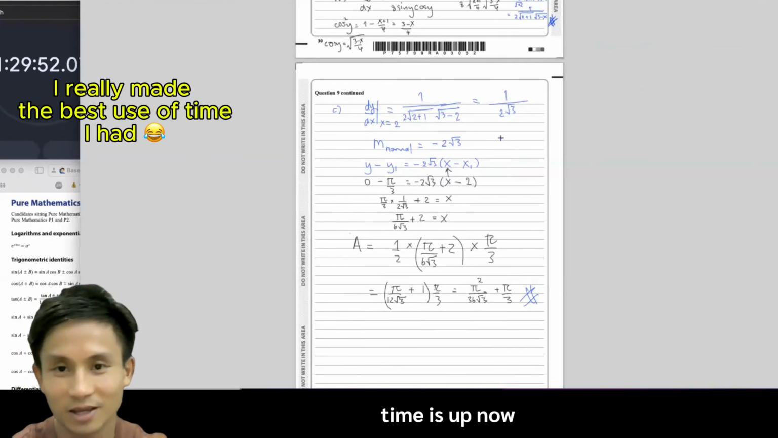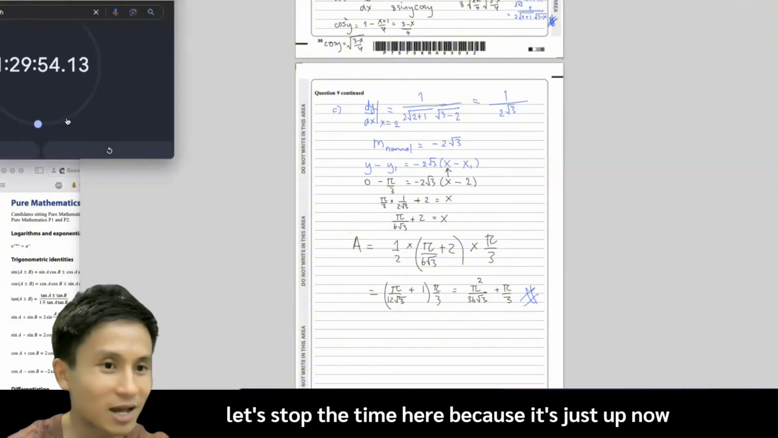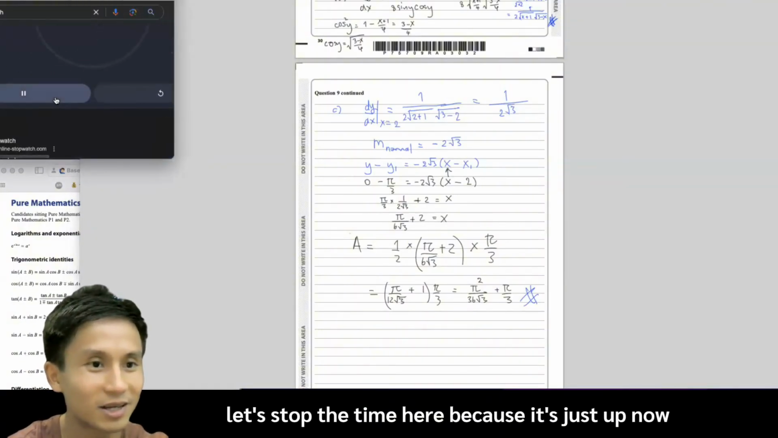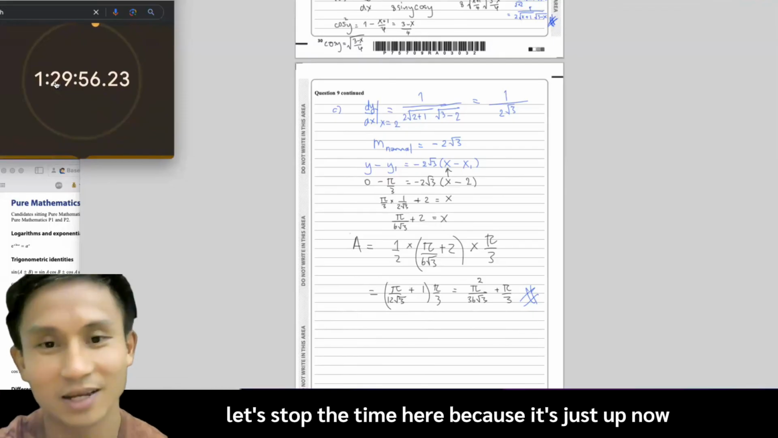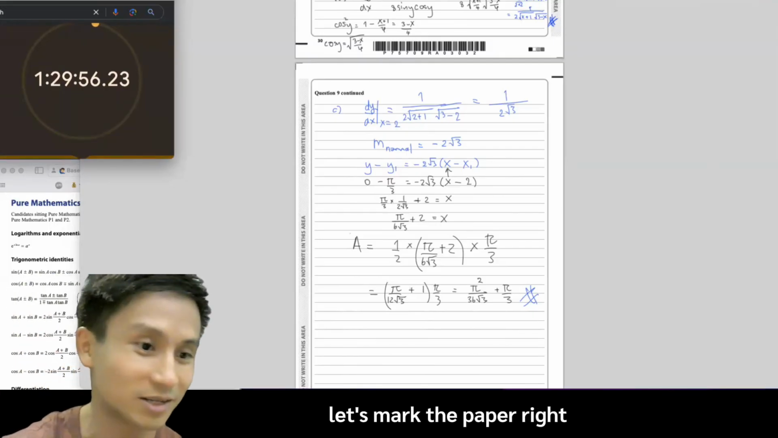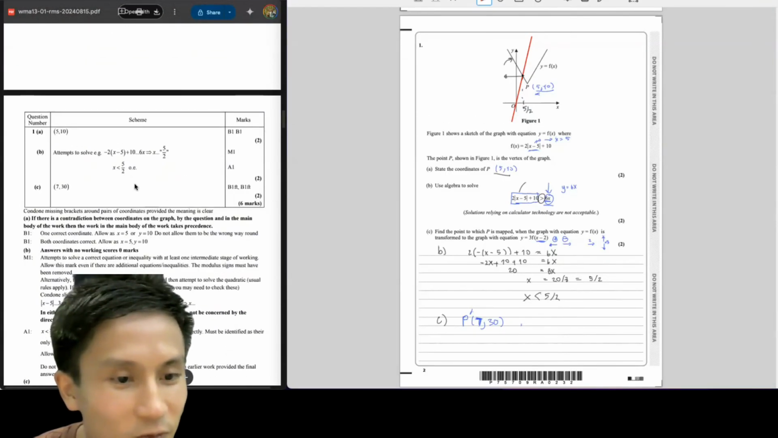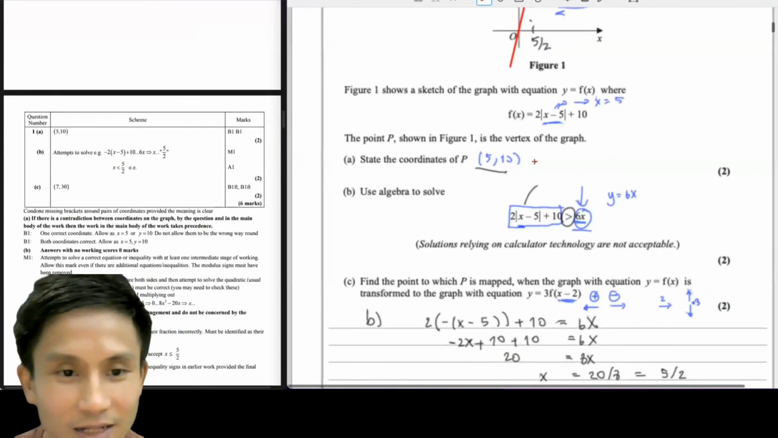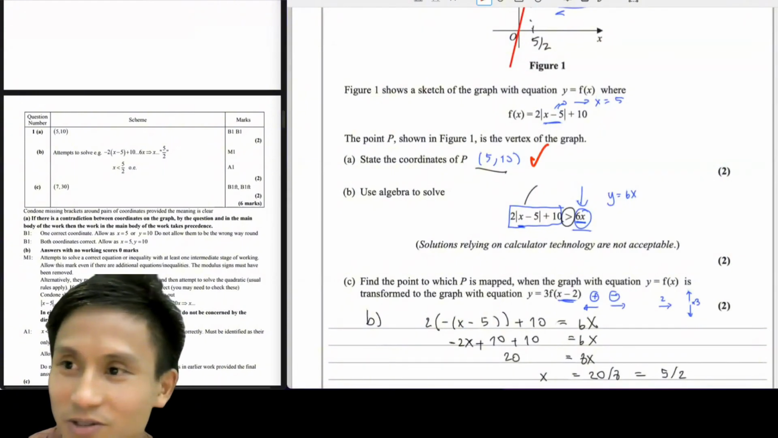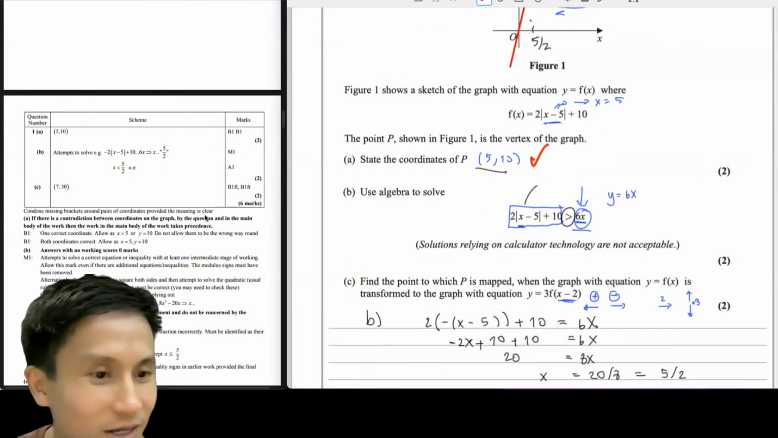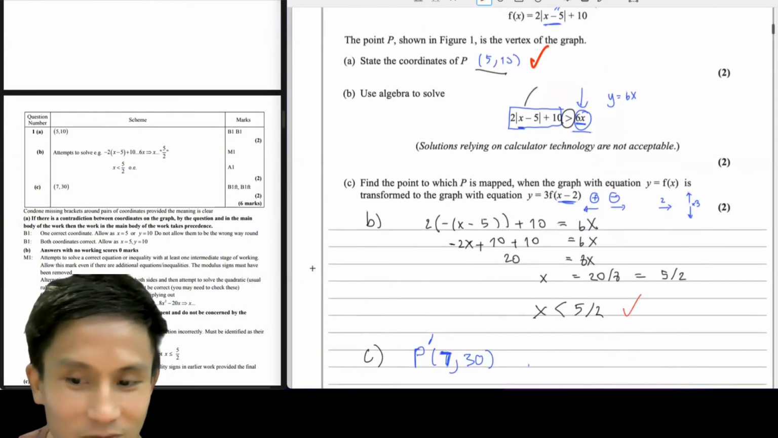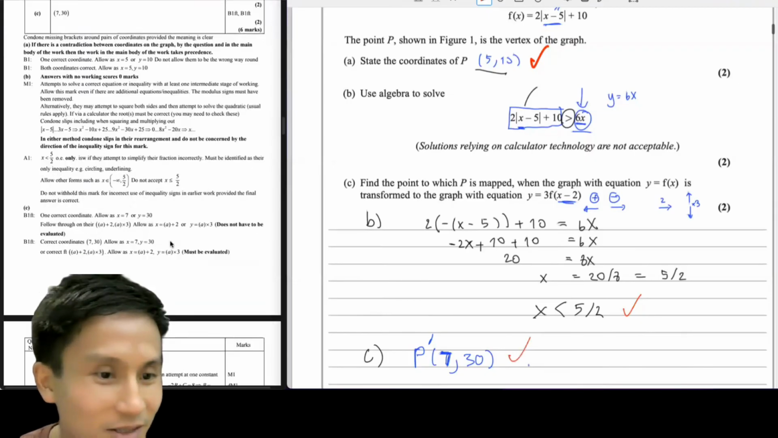Time is up. Now, let's stop the time here because it's just up. Now, let's mark the paper, right? Yeah, this is, again, 2024 June. I got the first point there, right, guys? You can see that. Okay. x less than 5 over 2. Got it. 730. That's still fine.